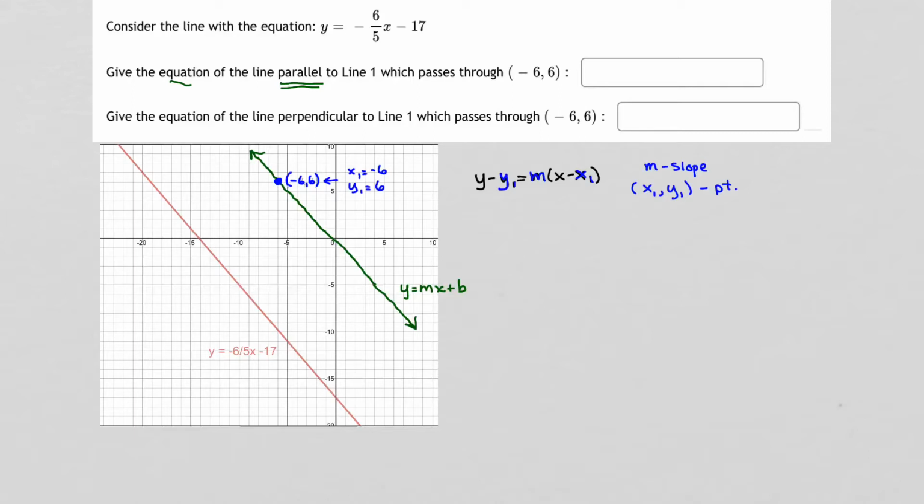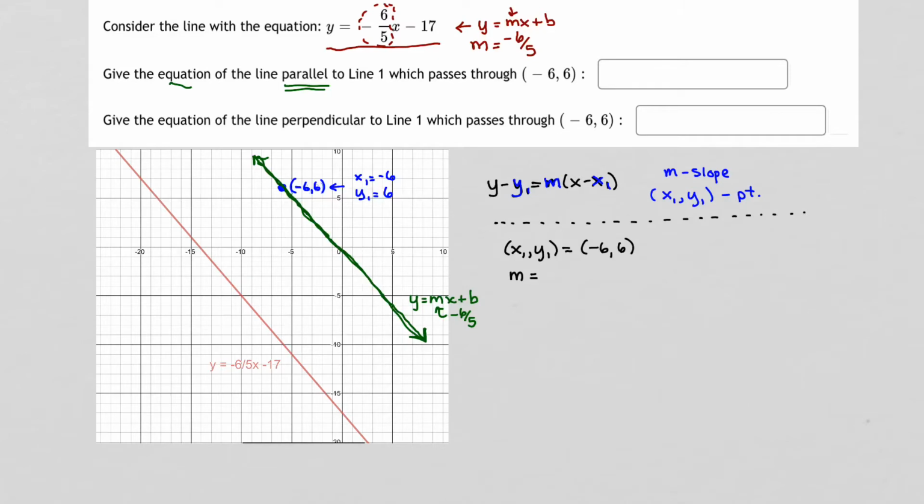So we have our point, we need our slope. Well, the slope comes from the fact that we have a line parallel to a given line. That is, if I can find the slope of my first line, then I'll be able to find the slope of my second line. So let's refer back to our red line. My slope is the same as the red line, so my slope is negative 6/5. This information together, combined with the point-slope formula, will actually give us the equation for our green line.